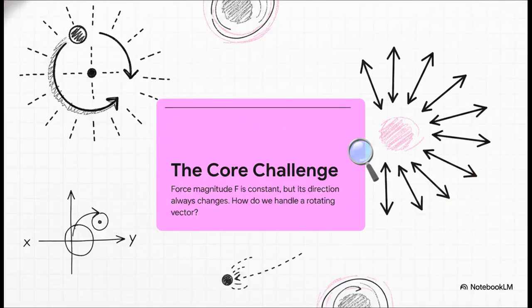So here's the real heart of the problem. Newton's second law, our good old friend F equals ma, is super easy to use when the force F is just pointing in one direction. But what are we supposed to do when that F is constantly changing where it's pointing? We can't just plug it into the equation. We need a way to deal with a vector that just won't sit still.